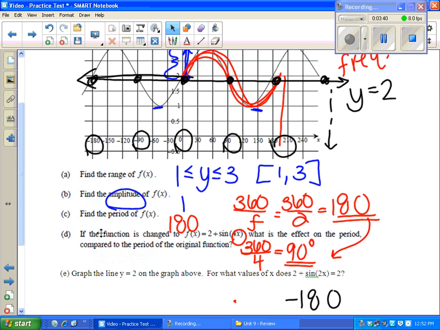The period then, the period is where you see the whole curve. So if you look at where I traced in red, you see the whole curve from 0 to 180. Another way to find it is by doing 360 divided by the frequency. So it's 360 divided by 2, which is 180.